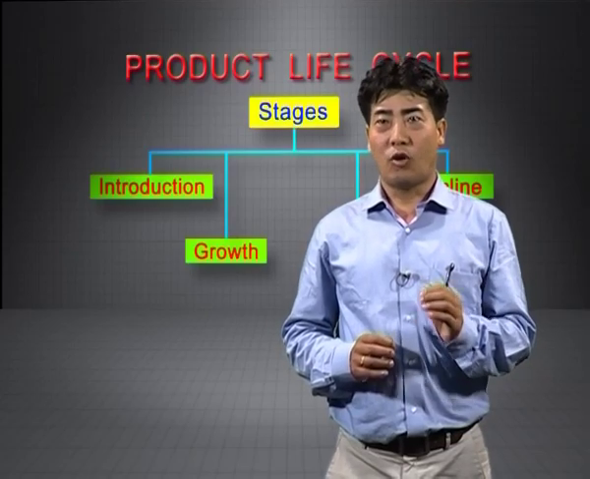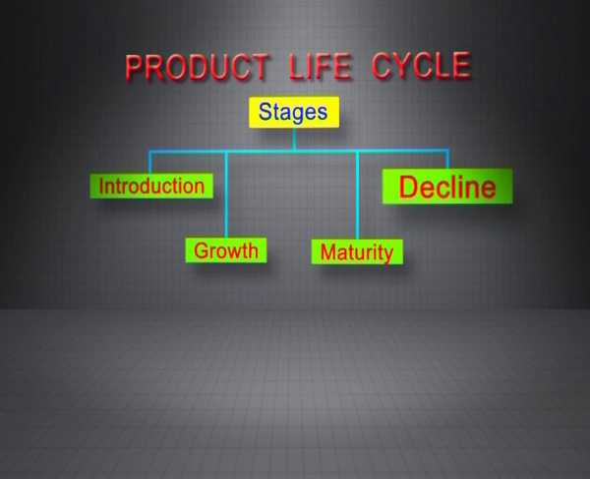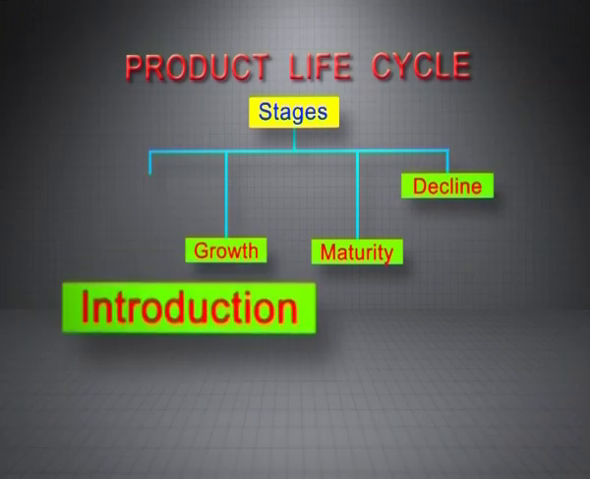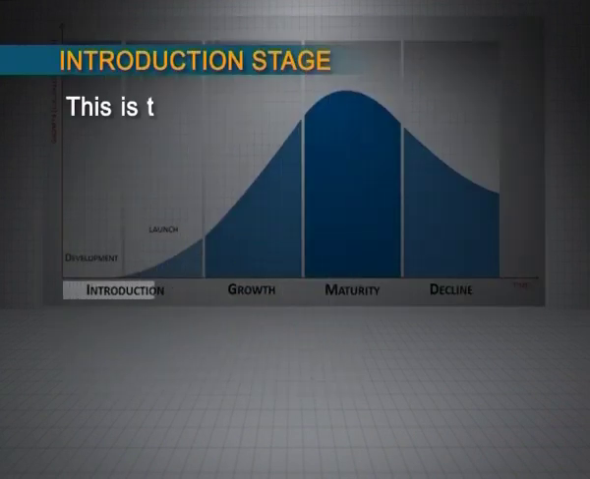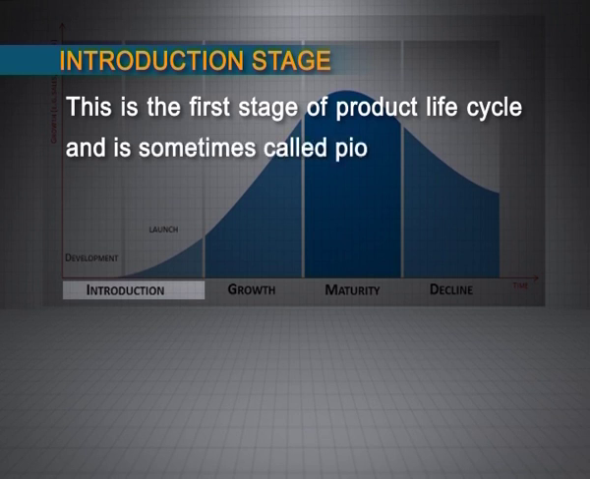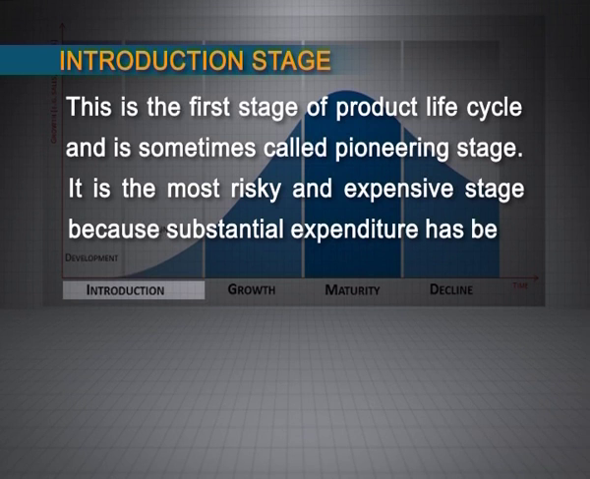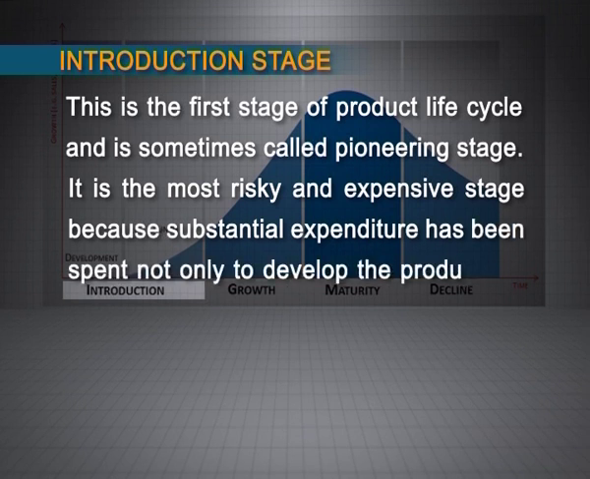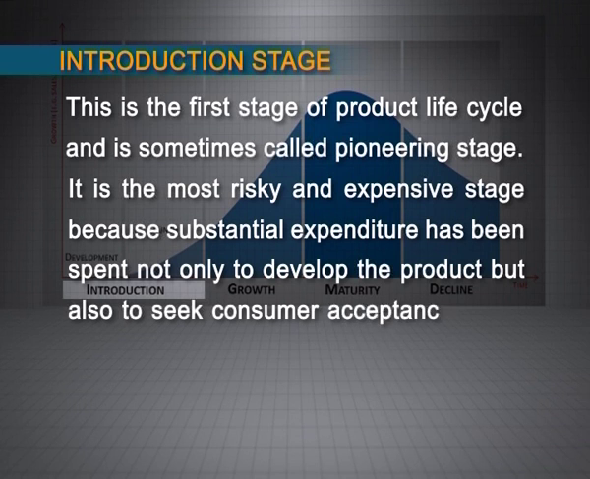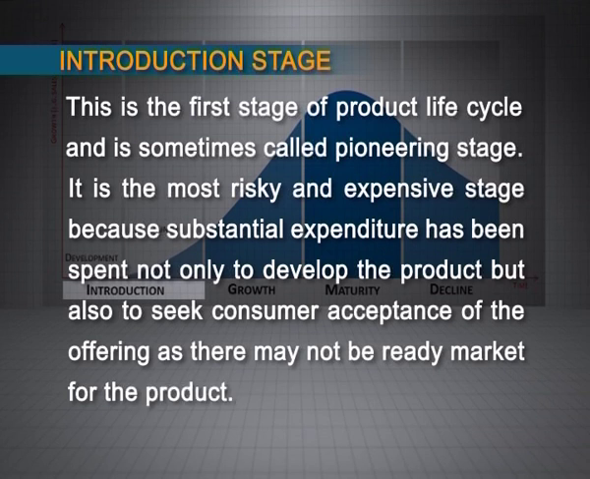The different stages of a product are: the first one is introduction, second is growth, third is maturity, and finally the fourth one is decline. First, let us discuss introduction. Introduction is the first stage of the product life cycle and is sometimes called the pioneering stage. It is the most risky and expensive stage because substantial expenditure has been spent not only to develop the product but also to seek consumer acceptance of the offering, as there may not be a ready market for the product.